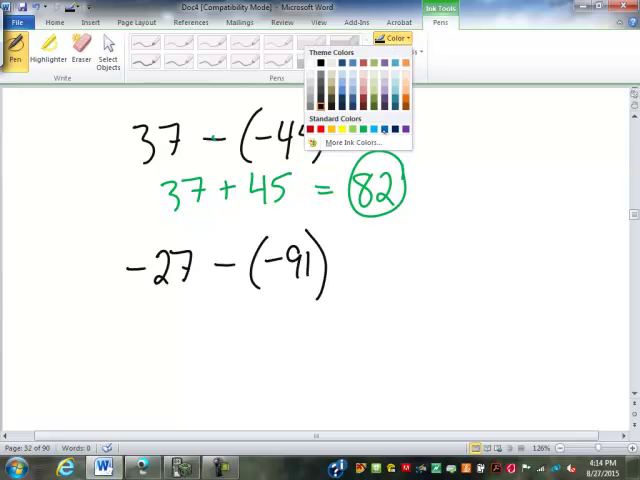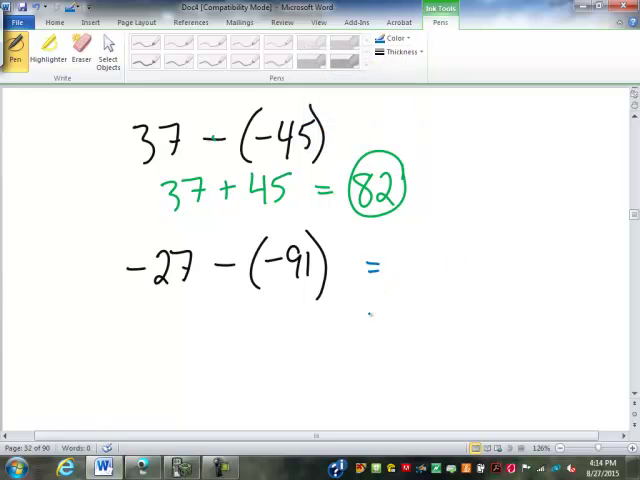What's this one going to be? Perfect. Negative 27 minus a negative becomes plus a positive 91, which turns out to be negative 27, positive 91, the opposite direction and longer. Difference between 91 and 27 is 64. So positive 64.